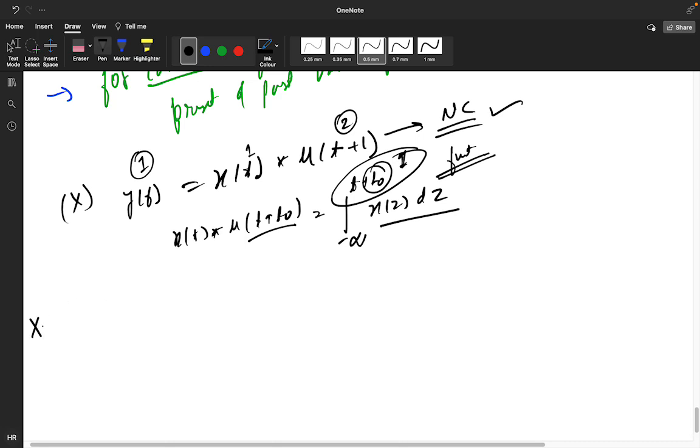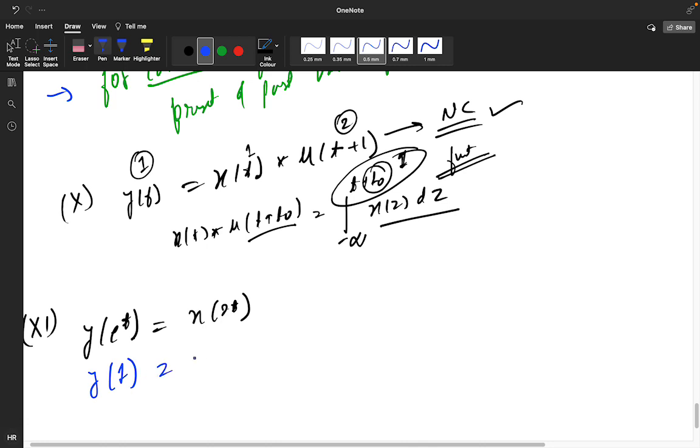Write down the next example, y of t equals e^t x of 2t. Will this be causal or non-causal? If you put t equal to 0, what will you get? y of 1 and x of 0. So it's depending upon the past value, right?